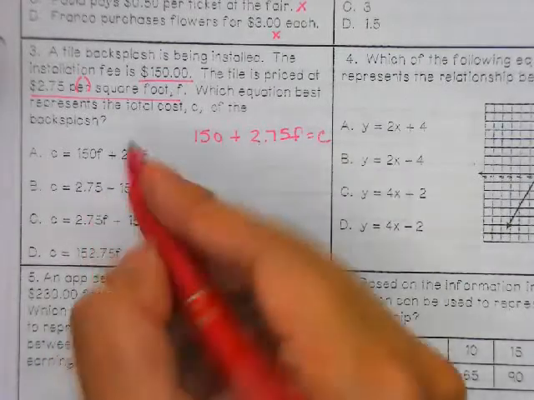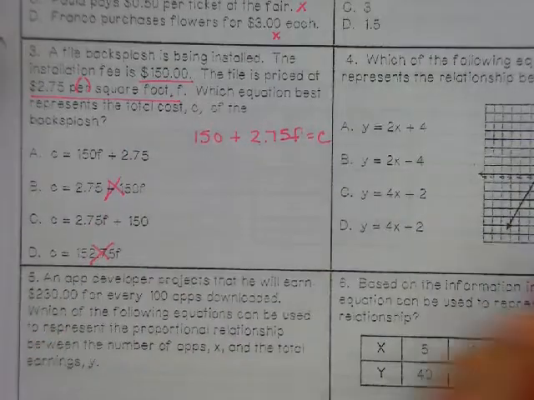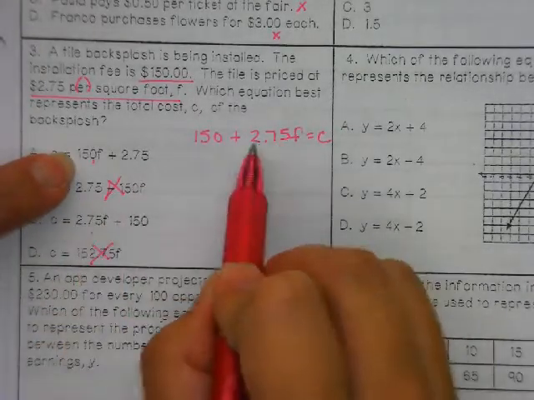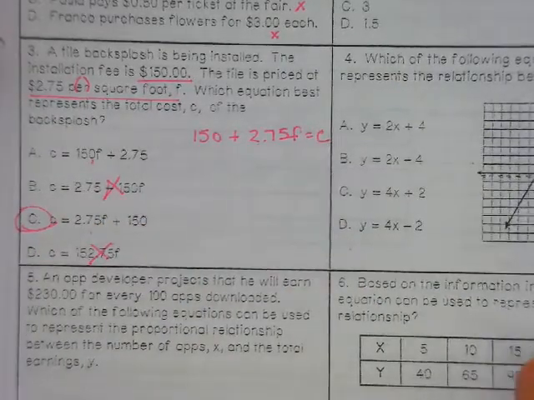So looking carefully, this has a minus. This doesn't have a plus or a minus. So look at these two. Notice that it depends on where F is. This is per, so the multiplying needs to be on the 275.